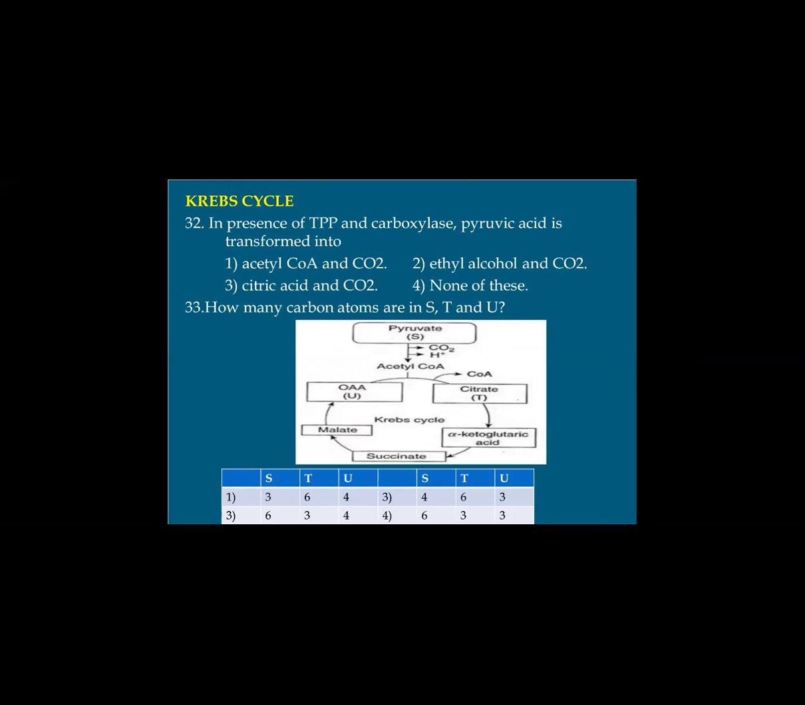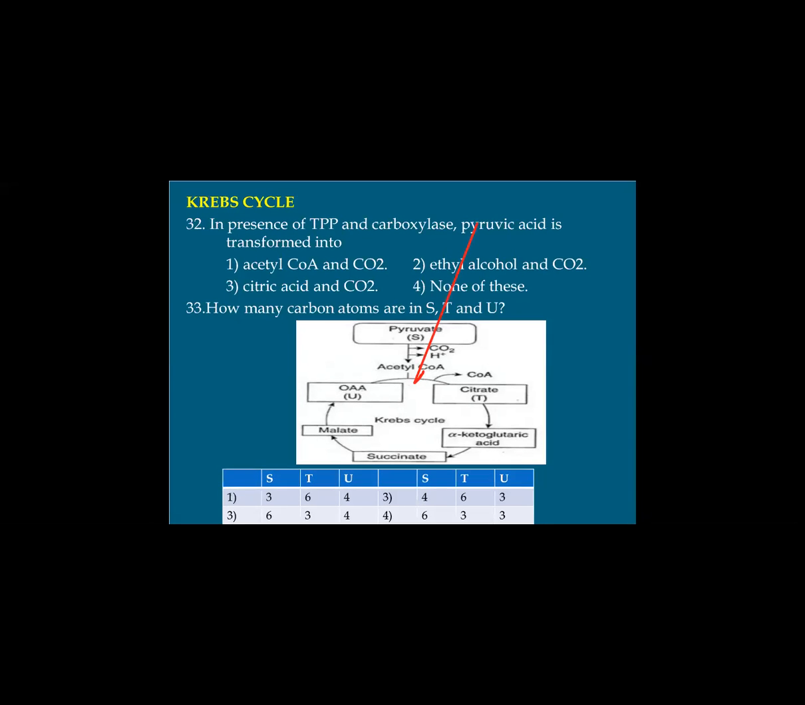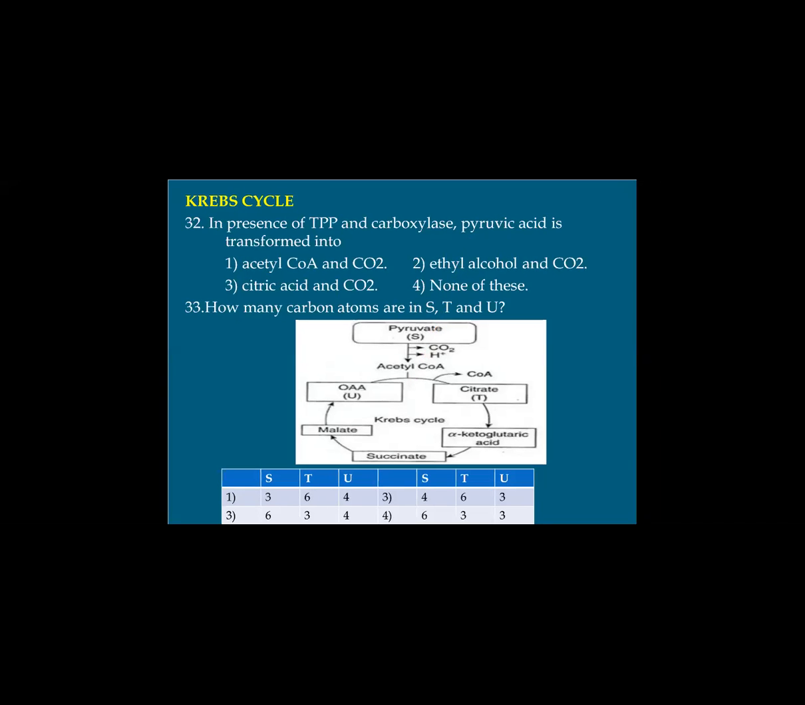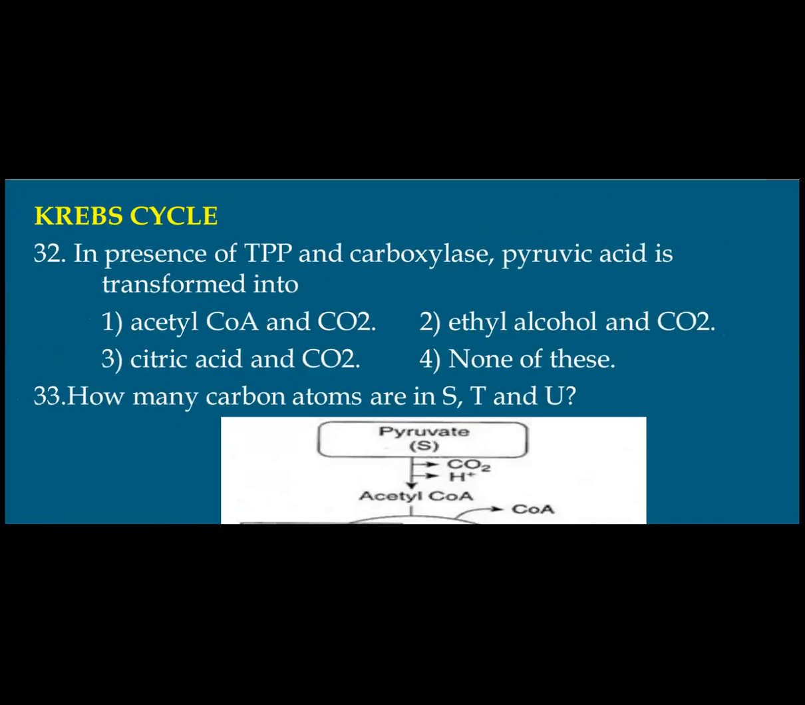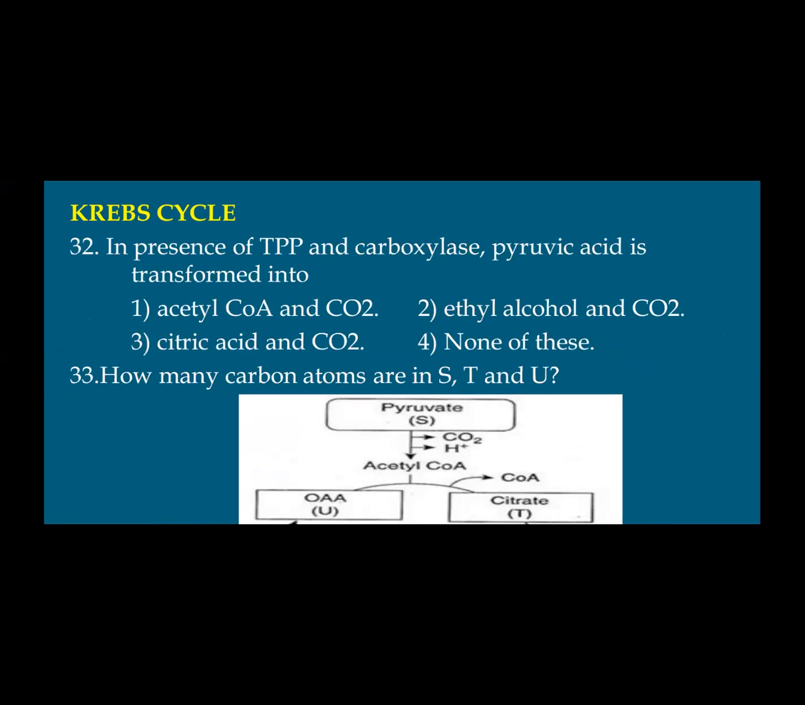Question number 32. In presence of TPP and carboxylase, pyruvic acid is transformed into: option 1, acetyl CoA and carbon dioxide; option 2, ethyl alcohol and carbon dioxide; option 3, citric acid and carbon dioxide; and option 4, none of these.